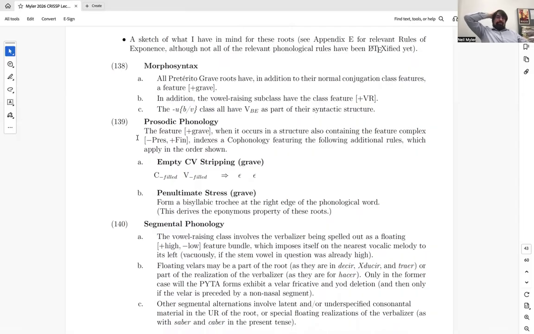So this is 138. The feature plus grave, when it occurs in a structure also containing the feature complex minus pres plus fin, so the morphosyntactic part of piter, indexes a cophonology featuring the following additional rules which apply in the order shown. And there's, in fact, if you look in Appendix E, one additional rule, which is a generalization of a rule that's used elsewhere as well, that I'll talk about when we talk about Appendix E in the next video.